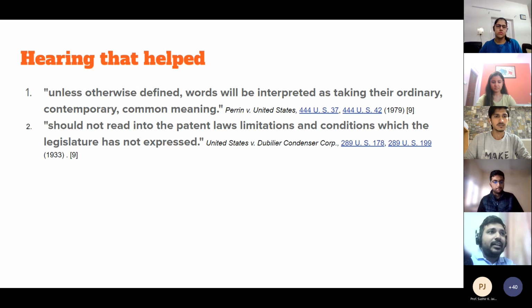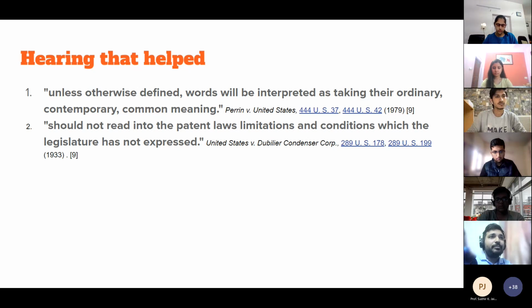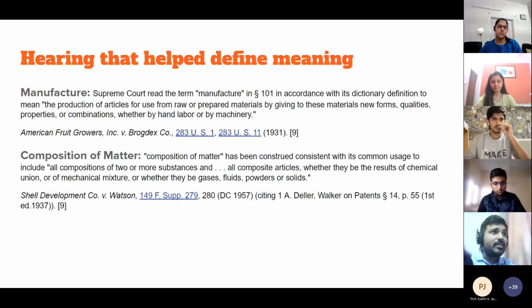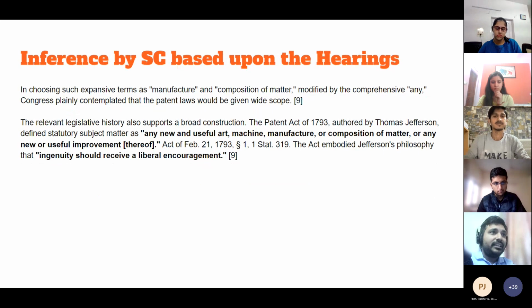The court held that, unless otherwise defined, words will be interpreted as taking their ordinary, contemporary, common meaning. Second, the court should not read into the patent law limitations and conditions which the legislature has not expressed. The meanings of manufacture and composition of matter were defined. In choosing such expansive terms as manufacture and composition of matter, modified by the comprehensive term any, Congress plainly contemplated that the patent law would be given wide scope.